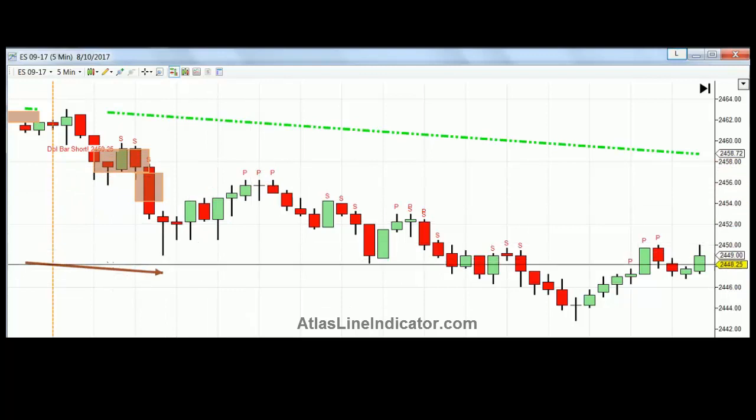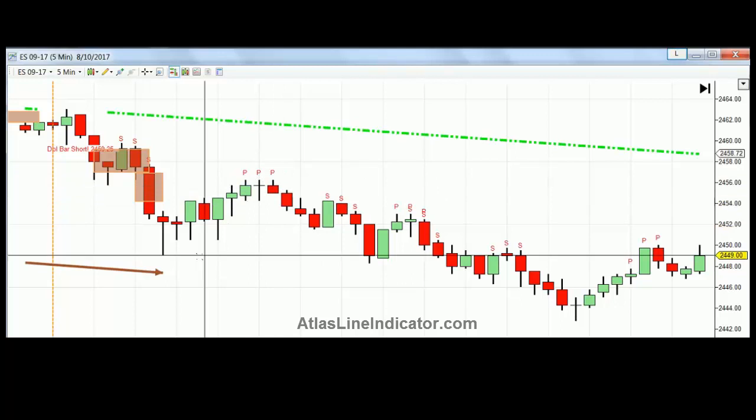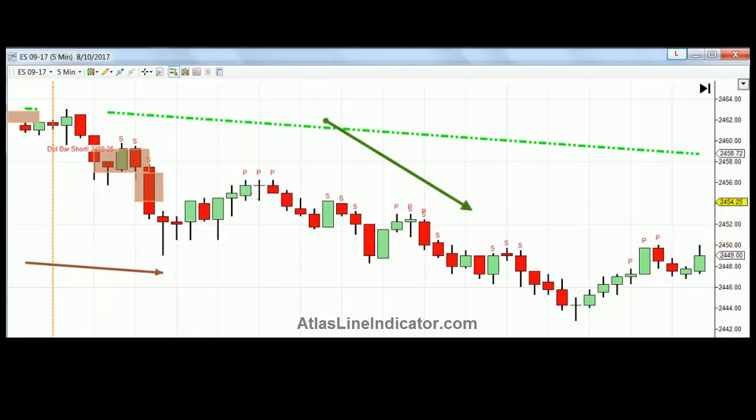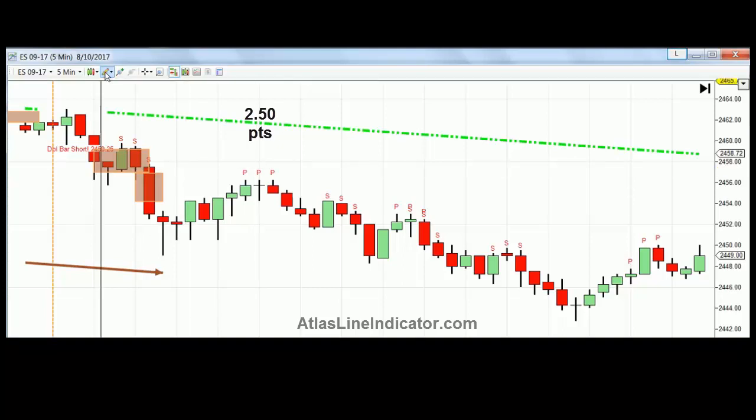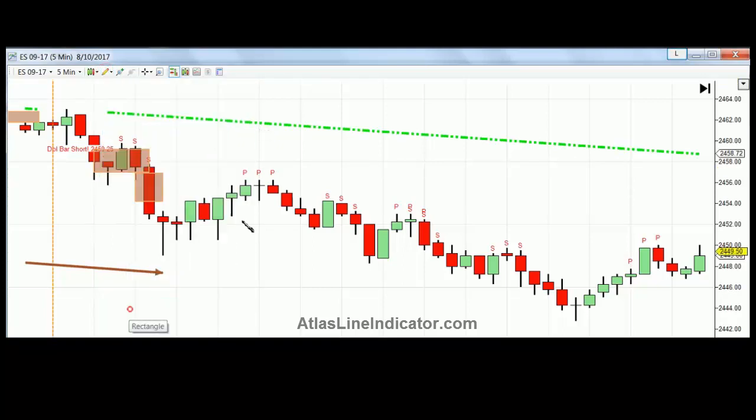Pullbacks coupled with doji, that says getting ready to go down, get ready, right? So the yield according to the system rules is 2.5 points, right? So let's count it off. Let's count it off right here.